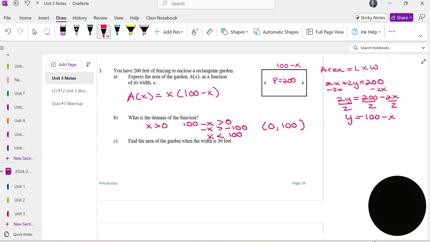So when the width is 30 feet, so the area when the width is 30, that is 30 times 100 minus 30. So it's equal to 30 times 70, which is 2,100 square feet.